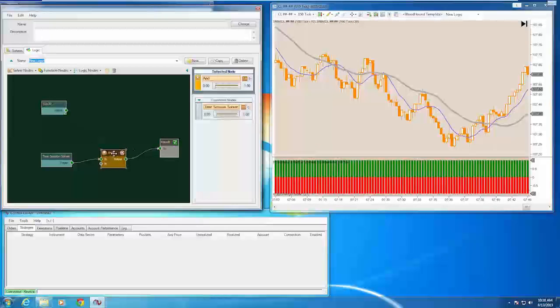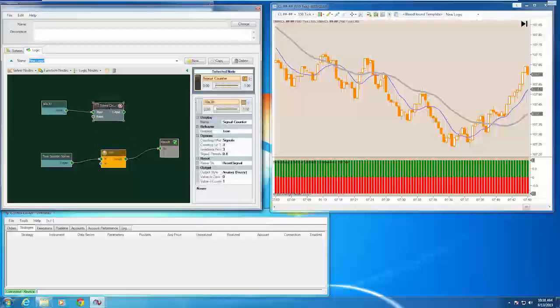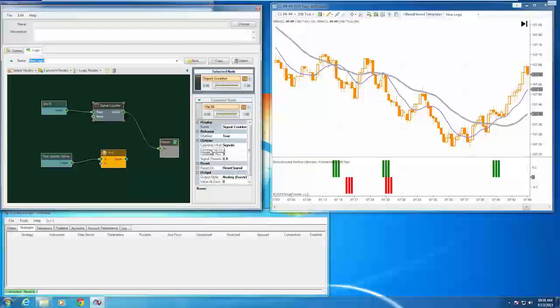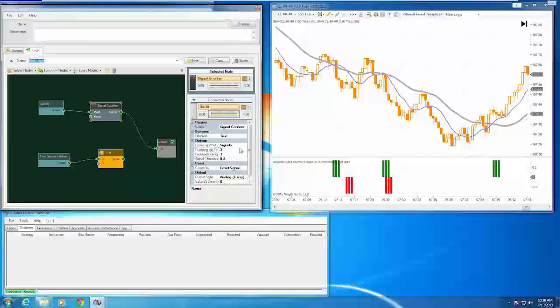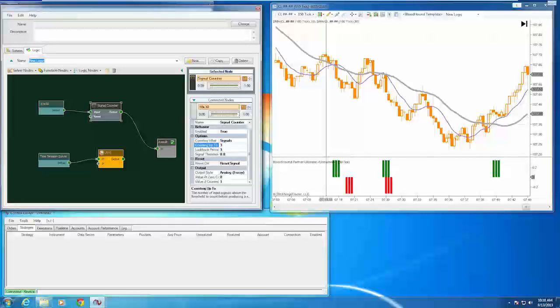Let's do this. I'll put the counter on. I'm just going to plug it right in. What's going to happen in this thing is just counting essentially. It defaults to: count up to 3 possible signals within the last 3 bars.